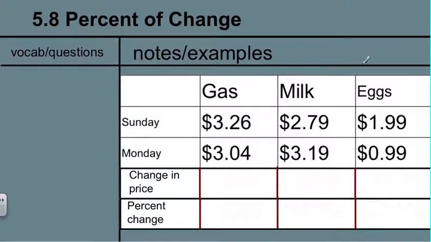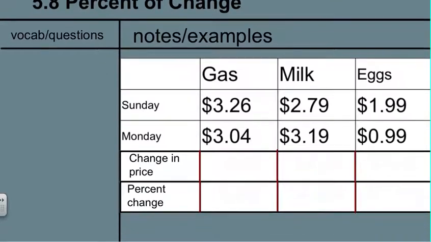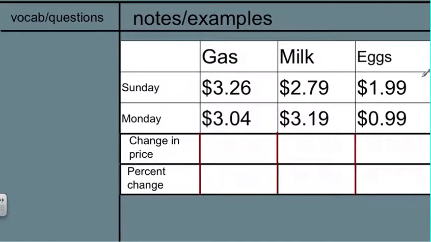So let's jump into a few examples here. One of the many fluctuating prices in life is gas. Gas is a price that changes quite a bit. So let's look at this. Here it is on Sunday. It was $3.26. On Monday, it was $3.04. So what can you tell me from $3.26 to $3.04? Well, one of the first things you're probably going to tell me is that it went down. So I know that my price went down, so it's going to be a decrease.